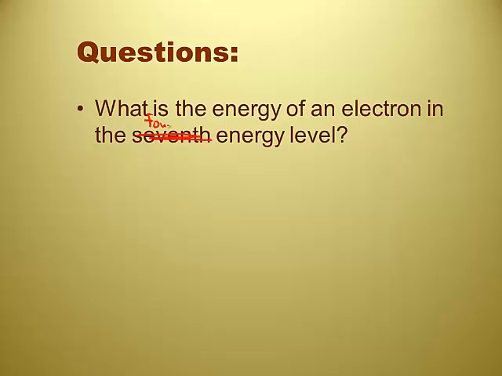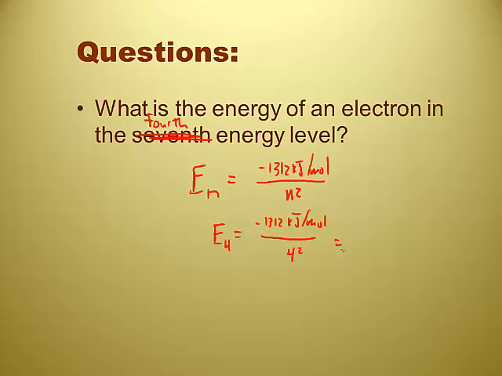Now this one I need a calculator for. I'm going to change this one to the fourth energy level. So that's 1312 divided by 16. That's going to be a negative 82 kilojoules per mole. So the electron sitting in the fourth level has been excited to get there. Something made it jump.